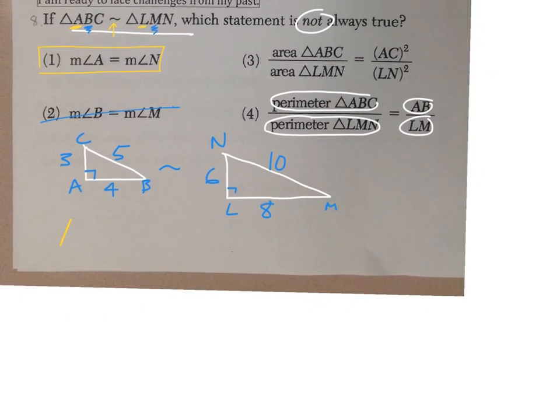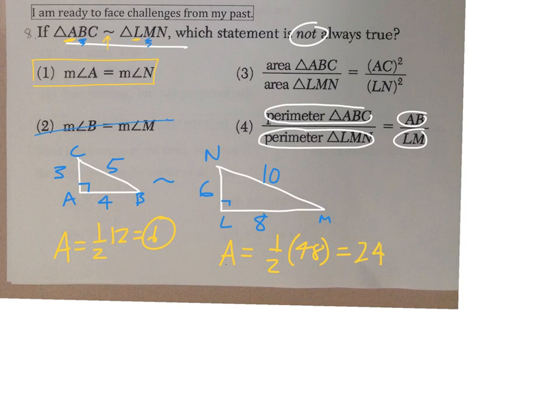Well, let's start with number 3. The area of this triangle is 1/2 base times height. So 1/2 of 3 times 4, which would be 6. The area of this triangle is 1/2 of 6 times 8. So 1/2 of 48, which is 24. And I could put those numbers right above there in choice 3 to show you that we'd have 6 over 24. And AC is 3. 3 squared is 9. LN is 6. 6 squared is 36. So 6 over 24 is equal to 9 over 36. Both of them are equal to 1/4. So that one is true. We're looking for the ones that are not true.